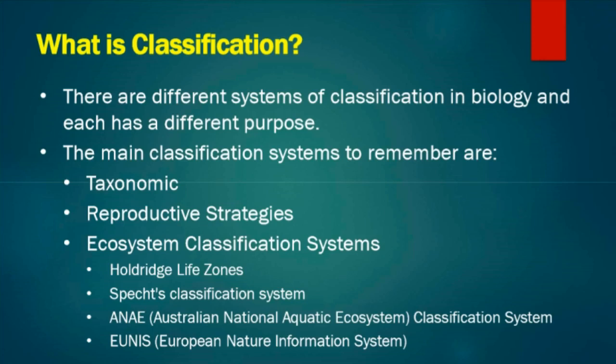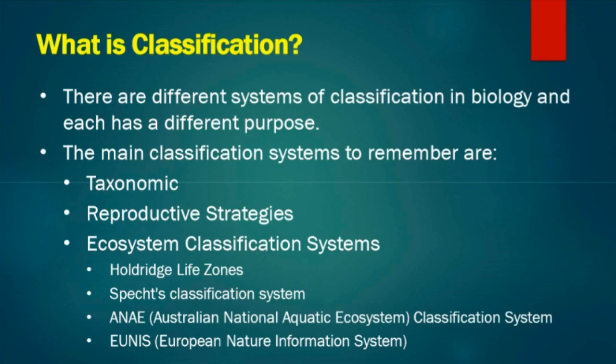Now, one of the big ones that you're going to be learning about is not about animals, but about ecosystems as a whole. So large areas where living and non-living things interact. So there are different classification systems that we'll go into in more detail later on from an ecosystem perspective. Holdridge Life Zones, you need to know. SPECS classification system. Australian National Aquatic Ecosystem Classification System. Yes, I know it's a big mouthful. We call it ANAE for short.